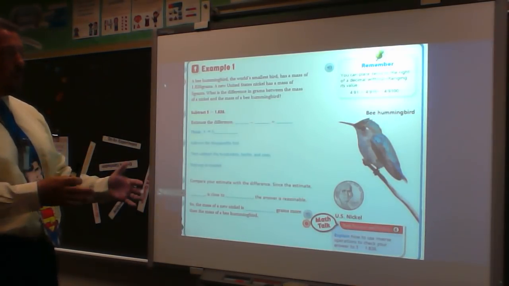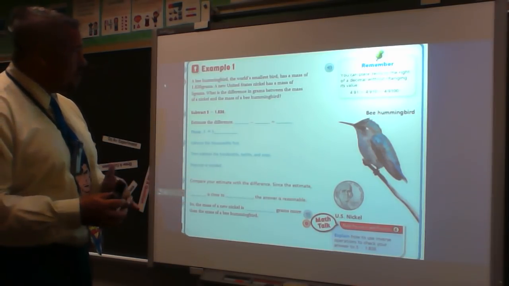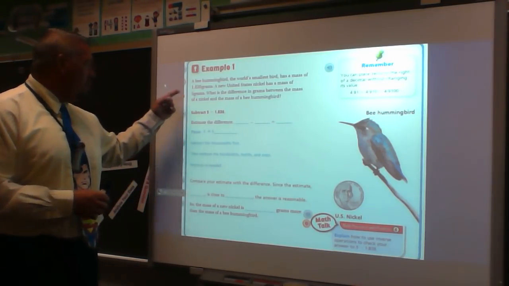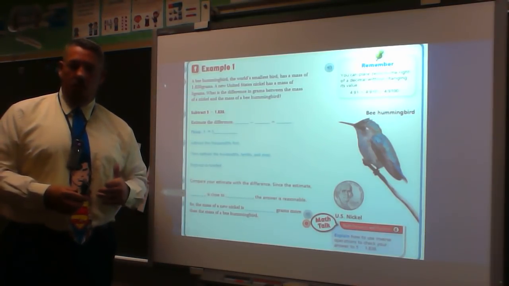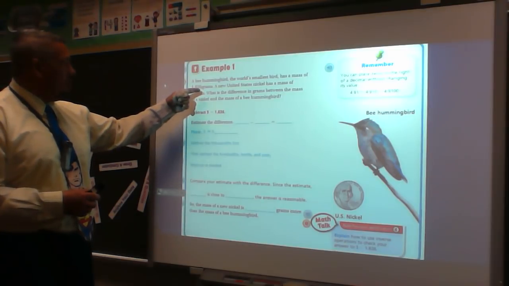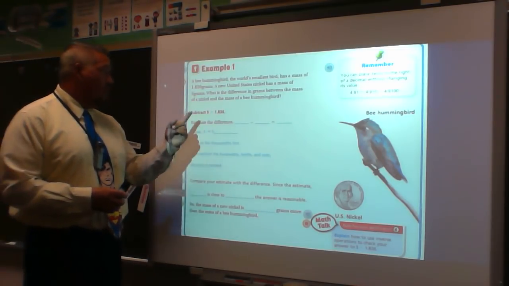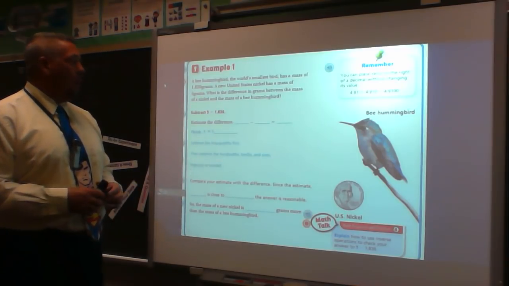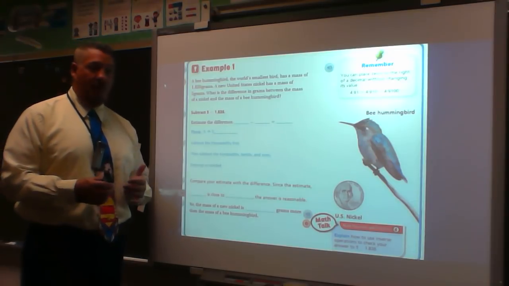All right, so now we have a hummingbird. This is a bee hummingbird. It says the world's smallest bird has a mass of 1.836, so 1 and 836 thousandths grams. A new United States nickel has a mass of 5 grams. What is the difference in grams between the mass of a nickel and the mass of a bee hummingbird?